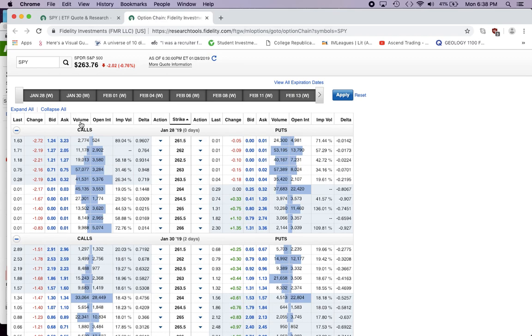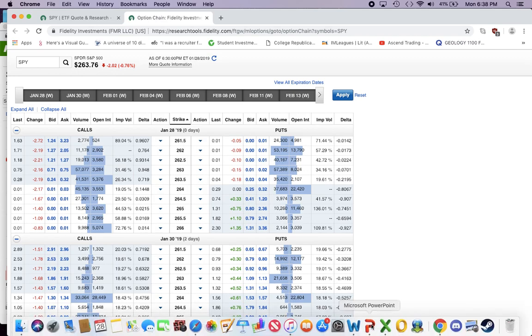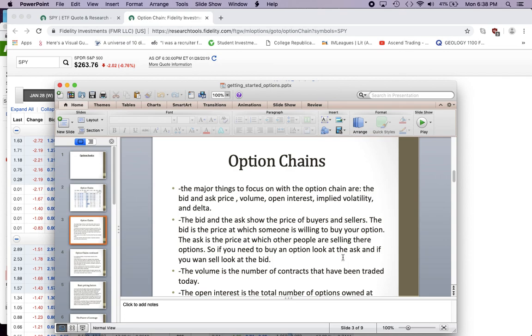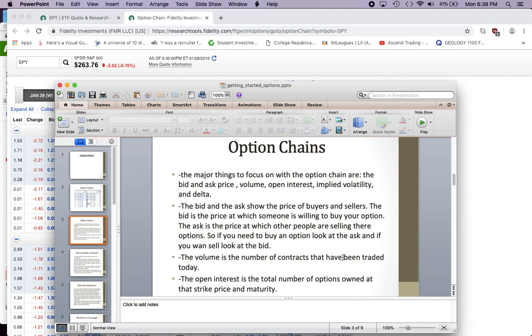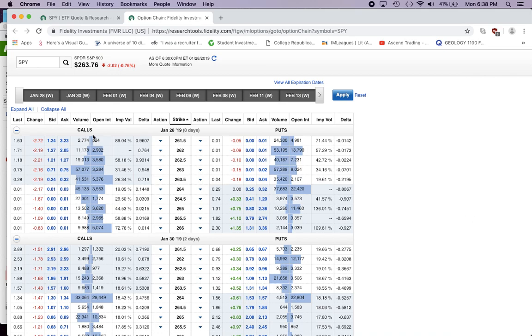Then you have the volume, same as volume in stocks, just the number of transactions that went through regarding that specific option. And the open interest, which I believe it says in here too, is the number of contracts that are owned at that strike price and that maturity. So there's not many of those open here, and there were quite a lot of those open there.